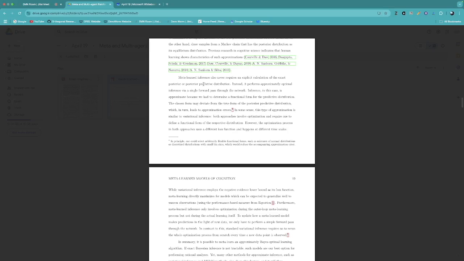Inference in this case is approximate because we have had to determine a functional form of the predictive distribution. The chosen form may deviate from the true form of the posterior predictive distribution, which in turn leads to approximation errors. So basically, they try to get it as close as possible, and if they don't get it as close as possible, you have these approximation errors, and then you try to minimize that error. So that's basically it.